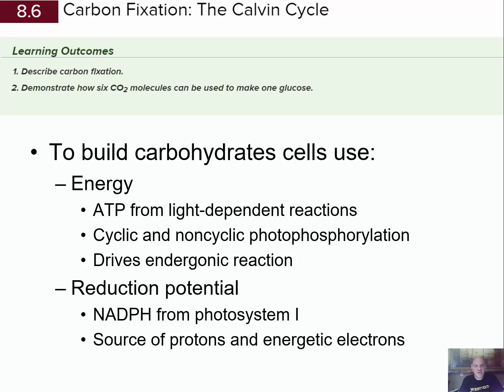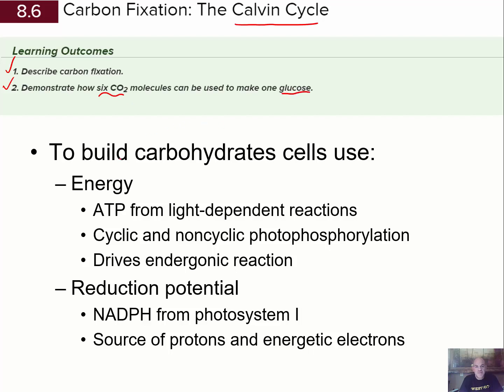So now we're going to continue with photosynthesis, and we're going to study the Calvin cycle. Here in the Calvin cycle, we're going to take carbon dioxide from the atmosphere and through reactions fix it to form organic molecules like simple sugars. Your learning outcomes here are to describe carbon fixation and then to demonstrate how 6 carbon dioxide molecules can be used to make 1 glucose molecule.